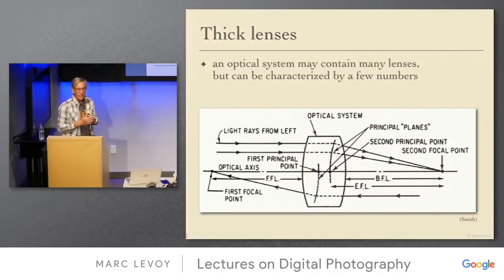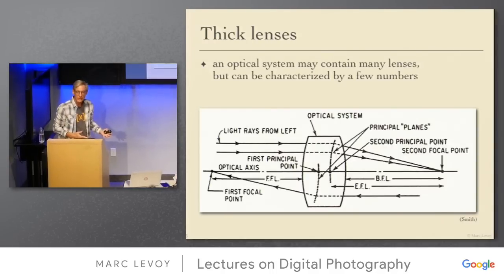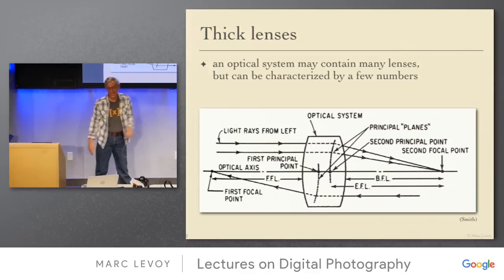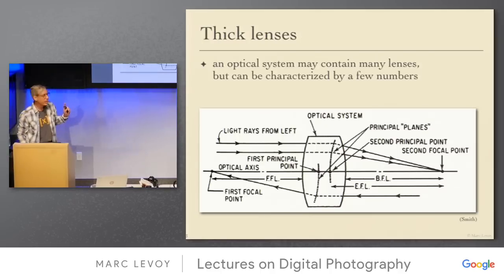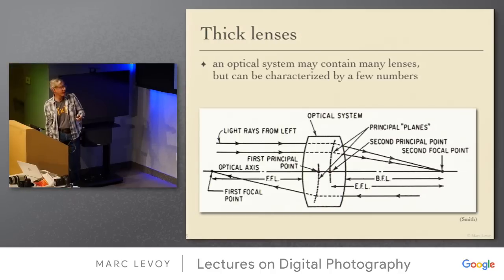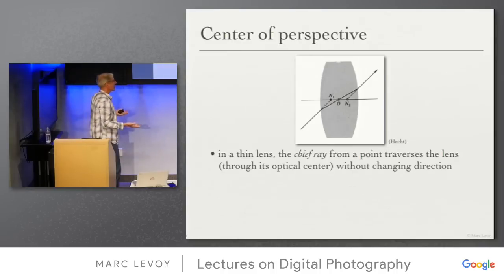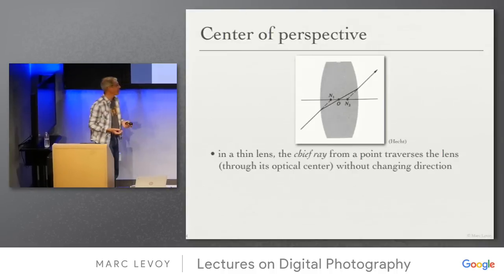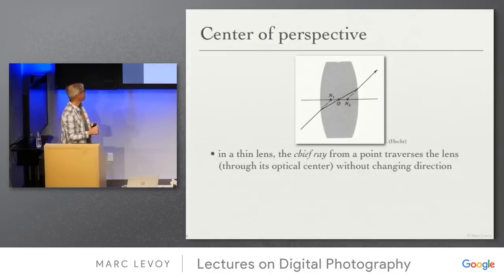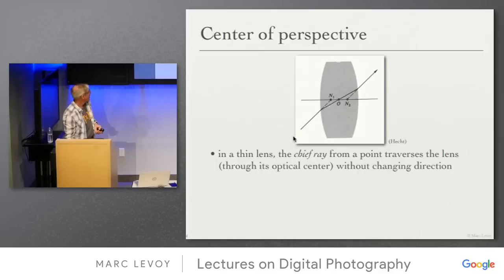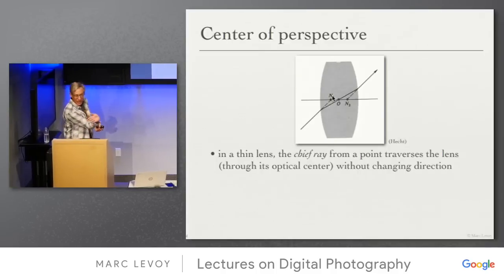Switch gears. So lenses are not thin, they're actually thick, and there are a couple of properties that we ought to consider. We're not going to go through all of this, that's why it's an orange tinted slide. But there's one point on all this stuff that is important for you as a photographer to understand, and that's the center of perspective. So the way to think about it is, in a thin lens, the chief ray from a point is that ray that traverses the lens through its optical center without changing direction. So here's a chief ray. There are chief rays of many different angles.